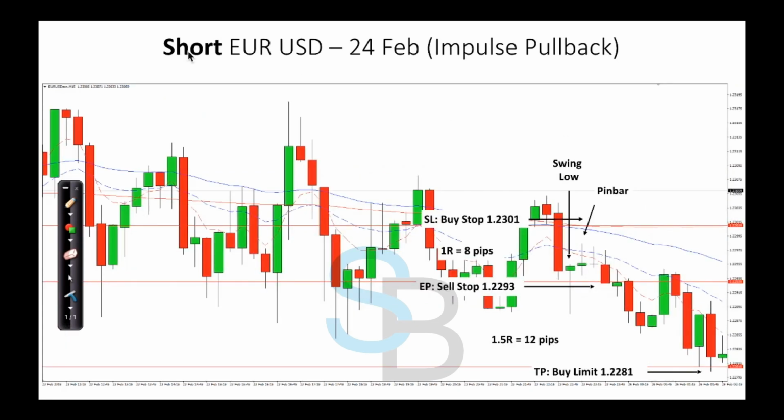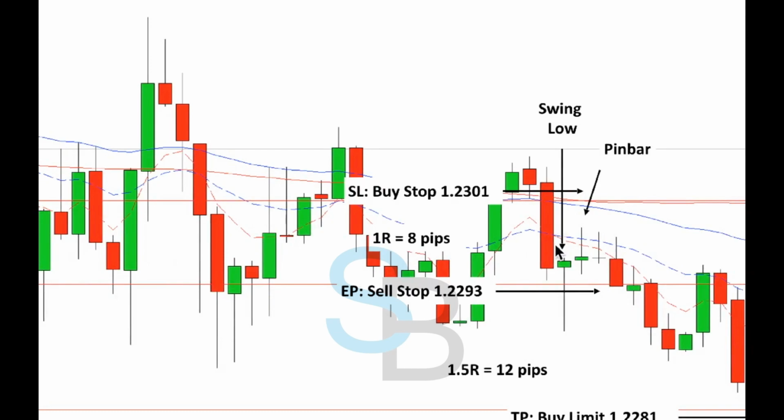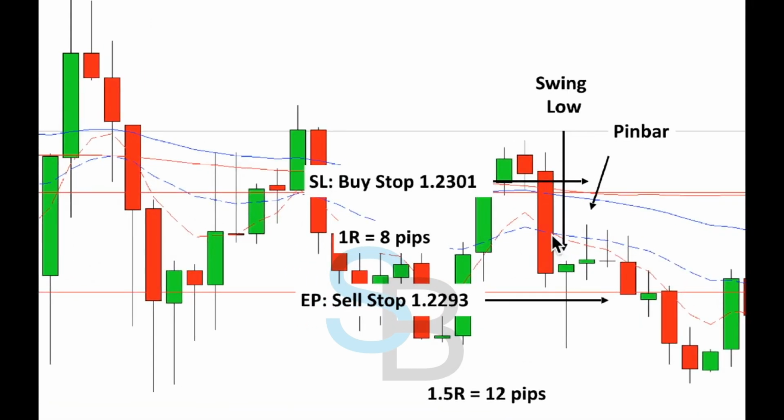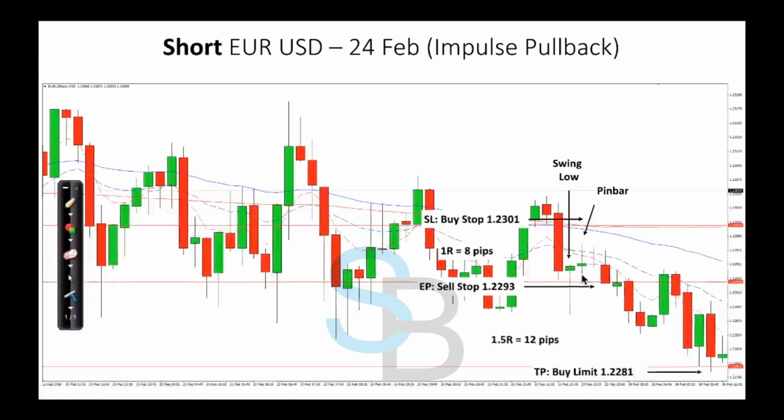Okay, last one. Short Euro USD, 24th of February. So that's a 6 crossing below the 18 EMA. And we have got a swing low candle. Right after the swing low, we have got a pullback, which looks, again, like a very nice bearish pin bar candle. So we place our entry, stop loss, profit target, and again, it hits our profit target very nicely.